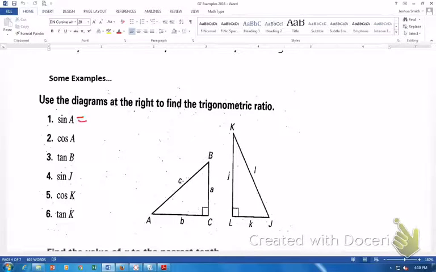Sine of A. Sine is opposite over hypotenuse, so it should be A over C. Cosine of A. A is right here, is adjacent over hypotenuse, so it should be B over C. Tangent of B. Going to change the angle on you. Tangent is opposite over adjacent, which is B over A.